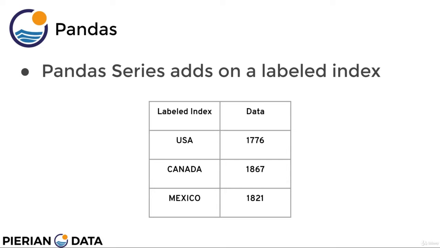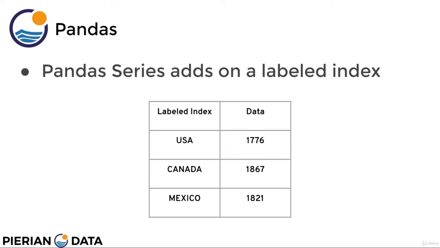So I can say, go ahead and grab the series at index USA, and it will return back 1776. That's a lot easier to use than having to memorize those index positions, and it's more in line with what real-world data looks like.